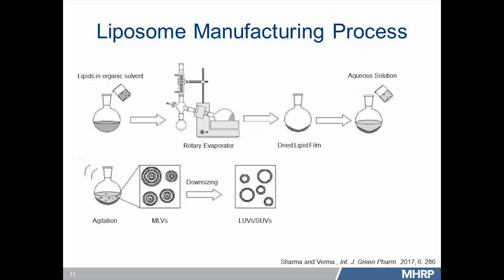Then the critical step is the downsizing of these MLVs to generate large unilamellar vesicles or small unilamellar vesicles. That can be done by using some of the downsizing techniques, which I'll be talking about in the next slide. But once you generate these large or small unilamellar vesicles, you can sterile filter them if you want to use them for medicinal purposes, and you can keep them in a sealed vial or in a sterile vessel.